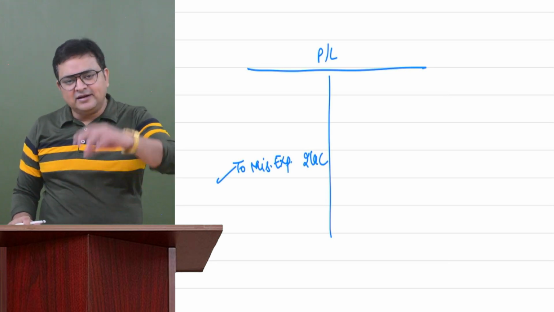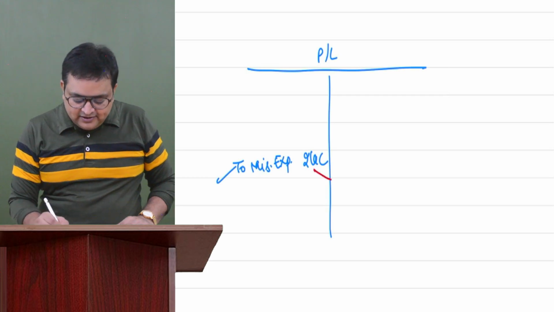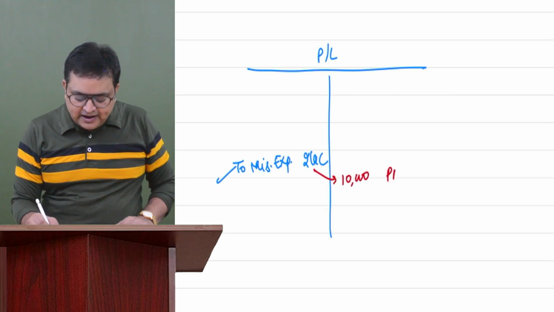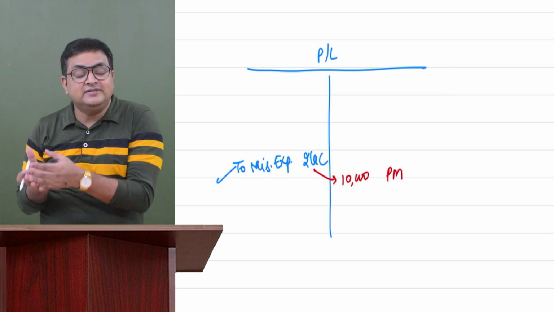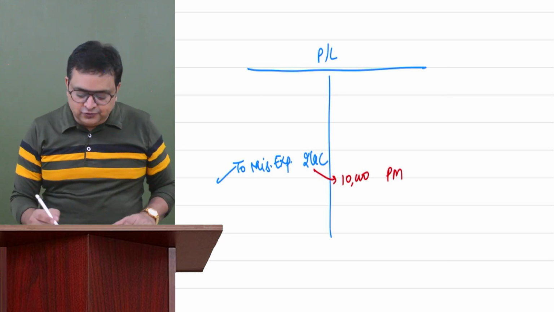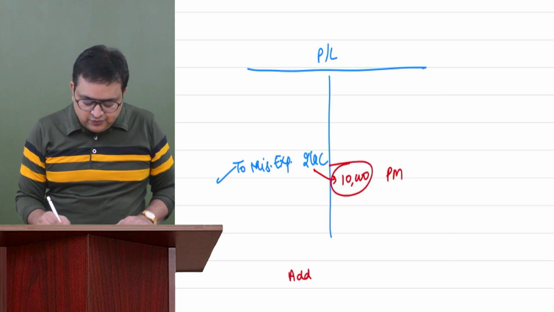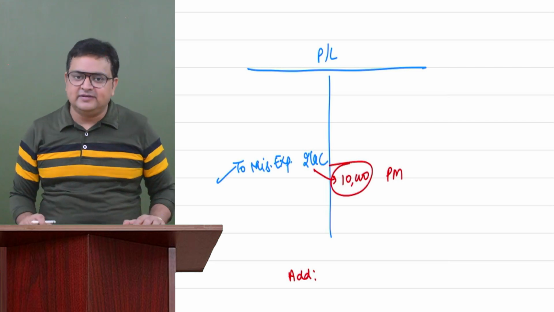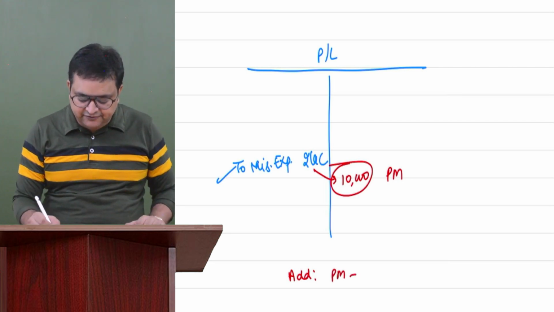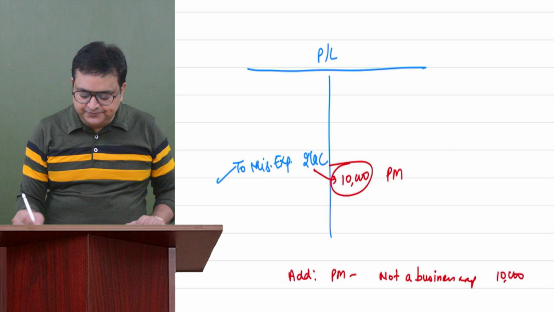But here it is mentioned that out of miscellaneous expenses, let's say 2 lakh rupees, 10,000 is the contribution to Prime Minister National Relief Fund. Is contributing to Prime Minister National Relief Fund a business expense? The answer is no. So you have to disallow that 10,000 rupees. You will add it back. This expense is debited, but it is not a business expense, so we have to disallow it. Add it back. Prime Minister National Relief Fund, not a business expense. So you have to disallow 10,000 rupees.